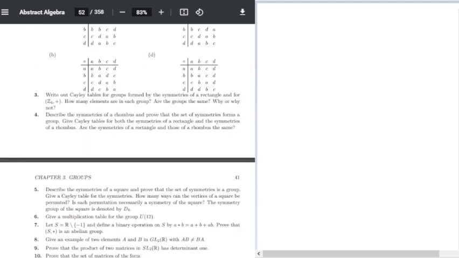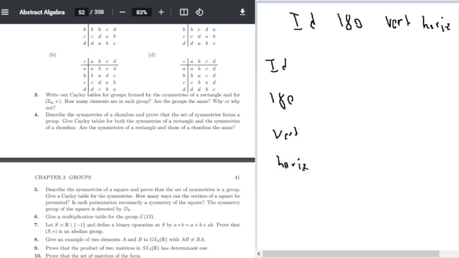Alright, write out the Cayley table for the symmetries of a rectangle and for Z4. Okay, actually, wait. So, the Cayley table for the group of symmetries of a rectangle. We have the identity. We have 180. We have a vertical flip. And we have a horizontal flip. ID, 180, Vert, Horizontal. So we have ID and ID.